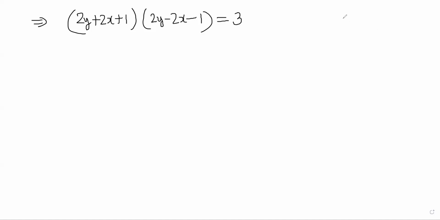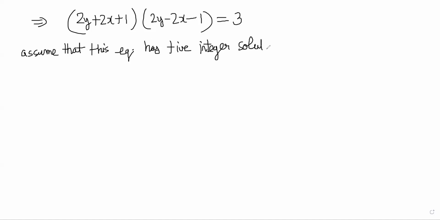Now the question was saying that we have to prove that there are no positive integer solutions. We'll try to prove by contradiction. We'll assume that this equation has positive integer solutions for x and y.